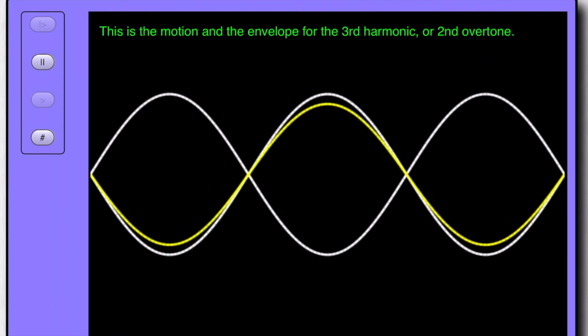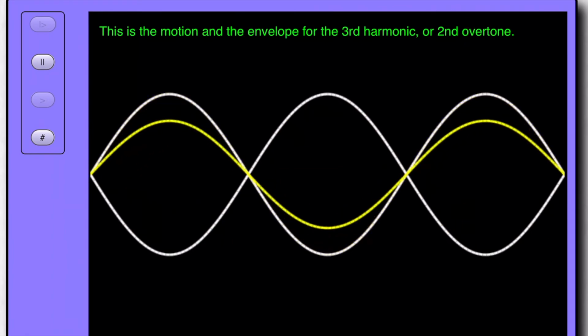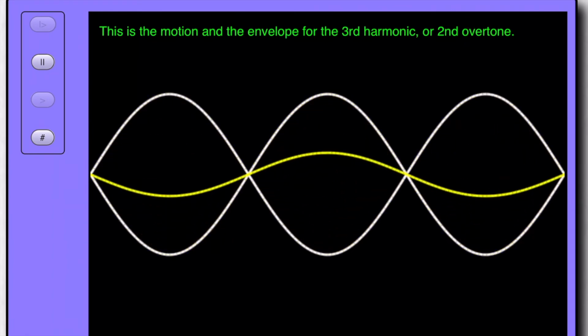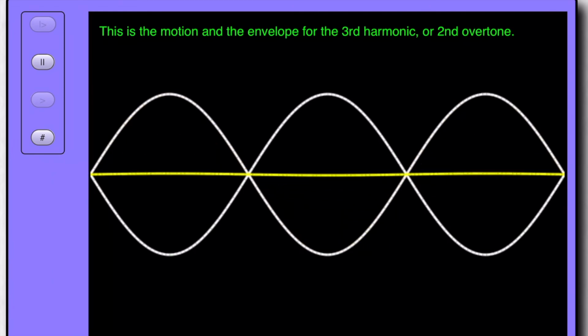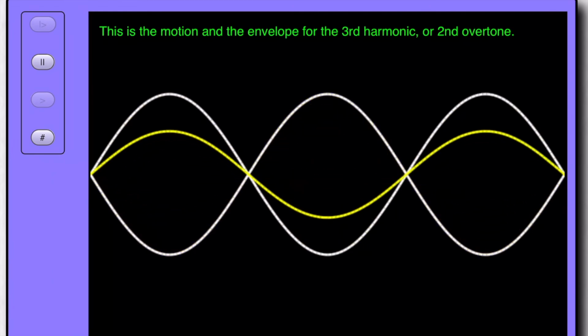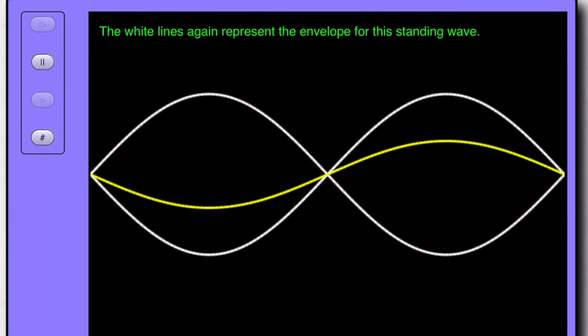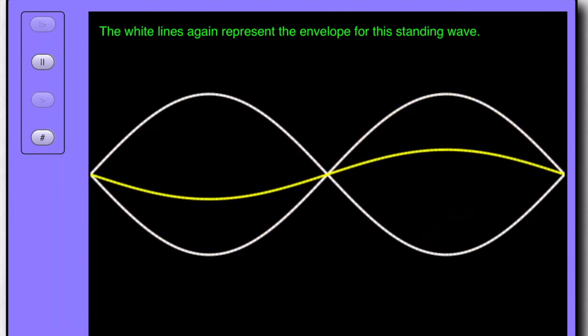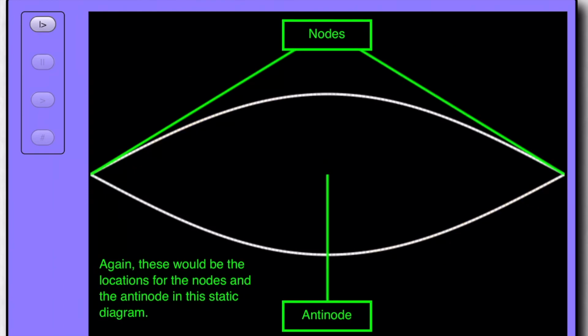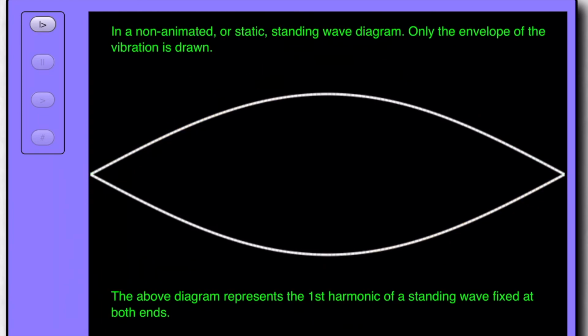Here is the third harmonic, or n equals 3, also known as the second overtone. Now start to notice the patterns. We have three bumps here for n equals 3 and the third harmonic. Let's scroll back a little bit and notice that the pattern for n equals 2, or the second harmonic, had two bumps. And if we even scroll back to the beginning, you'll notice the pattern for the first harmonic, n equals 1, had one bump.